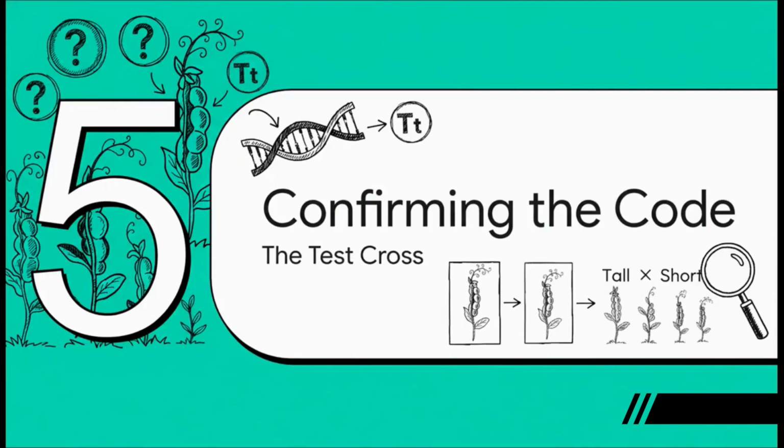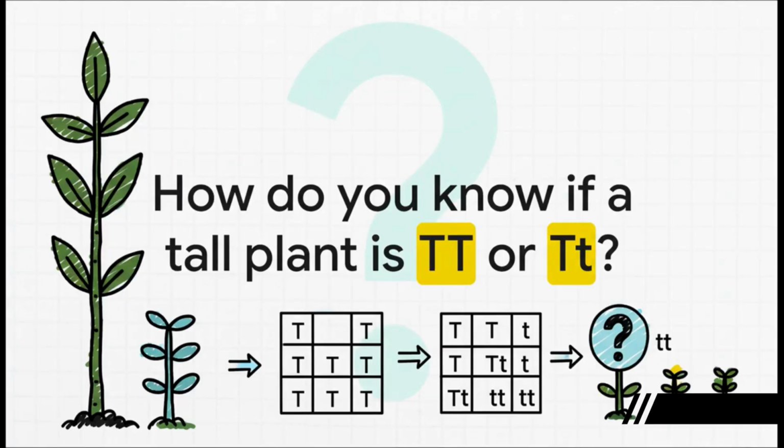So here's the crucial point. If you have a tall plant just sitting in front of you, you can't tell by looking whether its genotype is TT or Tt. So how could Mendel actually prove his theory was right? How could he confirm this hidden code he was talking about? This was the exact challenge he was up against. He needed some kind of experiment, a way to reveal the hidden genotype of an organism that was showing a dominant trait. And once again, he came up with a simple and totally elegant solution.